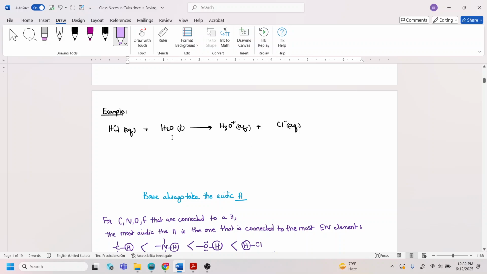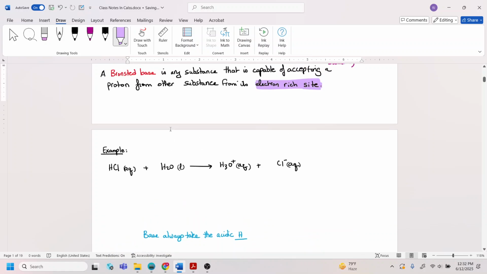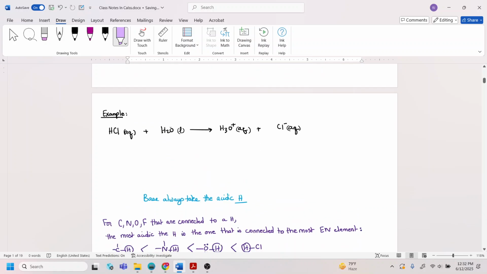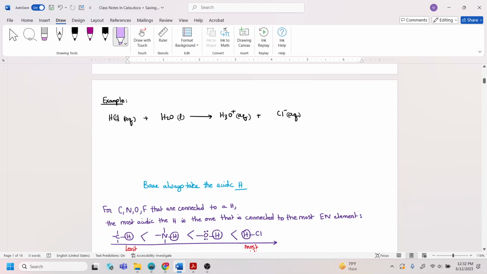Let's have an example. HCl plus water. If I have these two components here, this reaction runs by a double replacement reaction. If I'm reacting HCl and water, these two are my reactants, and these two are going to be my products. Whenever you have an acid, it always reacts with a base. You cannot have a reaction with two acids. Two acids have no reaction, two bases have no reaction.